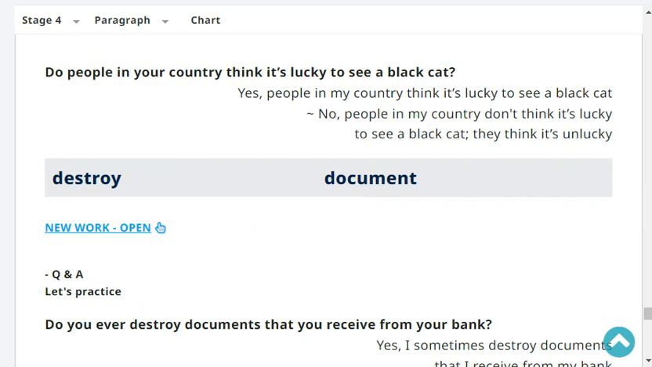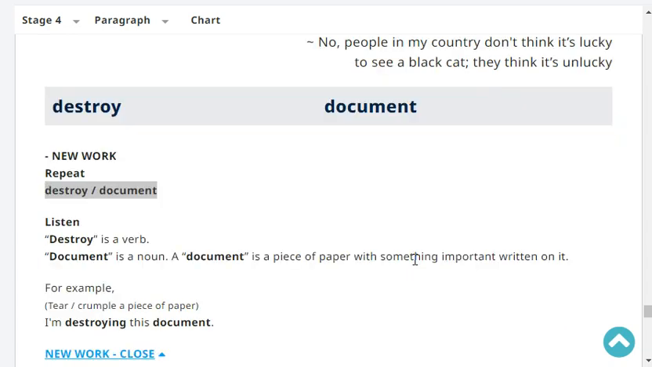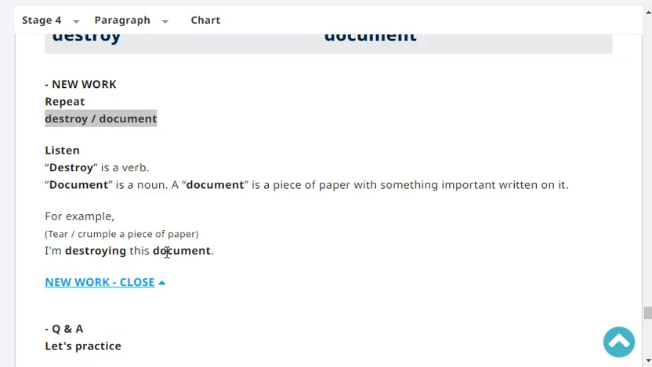Next repeat. Destroy. Document. Very good. Okay, listen. Destroy is a verb. Document is a noun. A document is a piece of paper with something important written on it. For example, I am destroying this document.